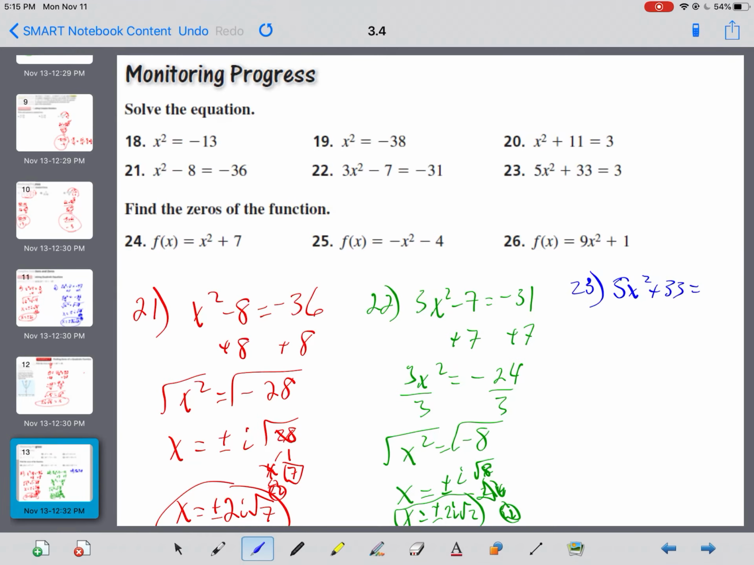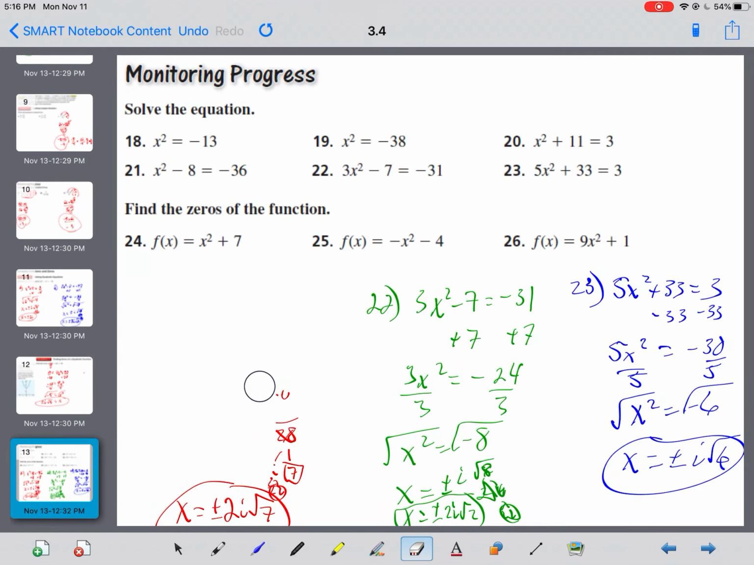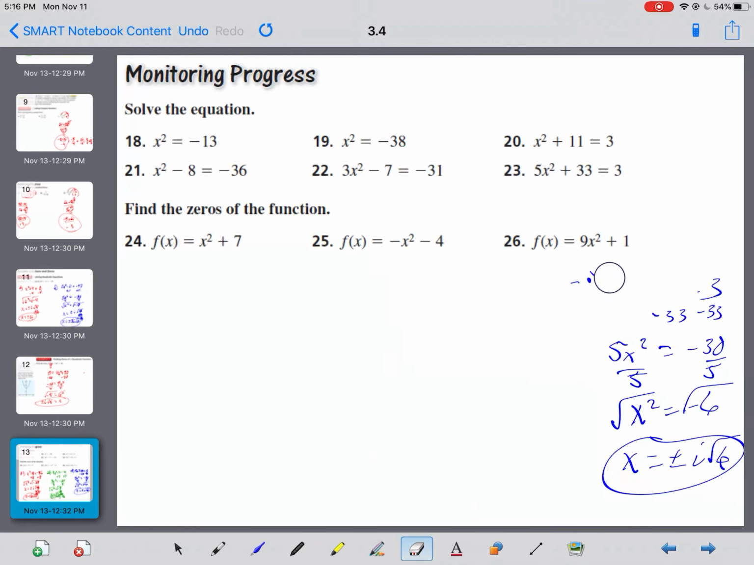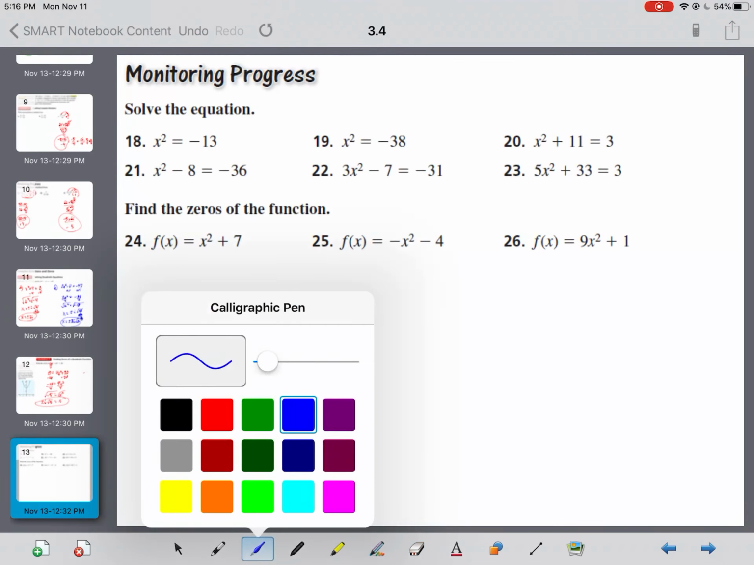23. 5x squared plus 33 equals 3. Subtract 33. 5x squared equals negative 30. Divide by 5. X squared equals negative 6. Square root. X equals plus or minus i square root of 6. It doesn't have a square root, so I can stop right there. 3 left. The last 3 are function notation. Function notation is no different than regular xy notation. F of x means y. That's what's there.